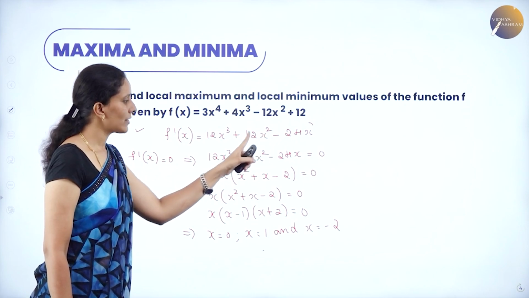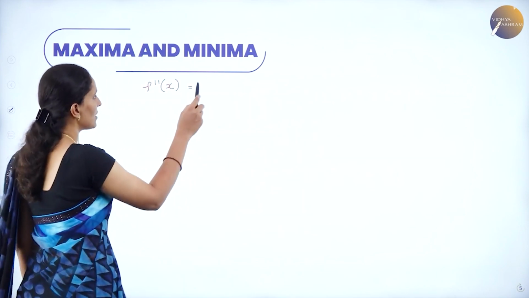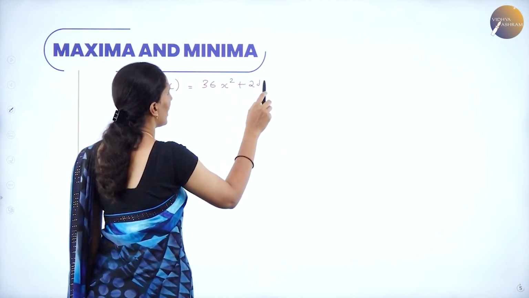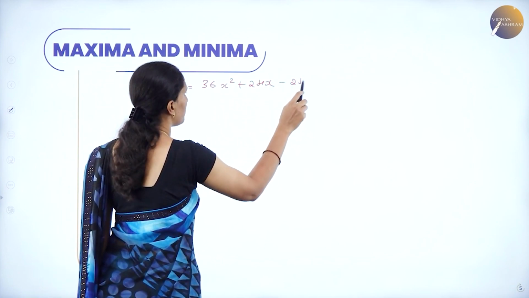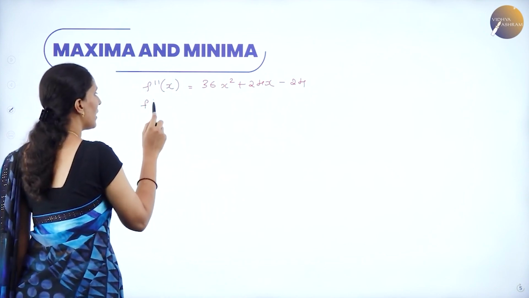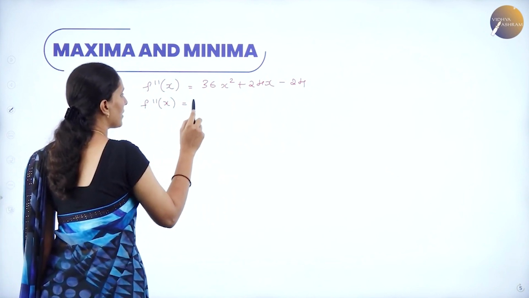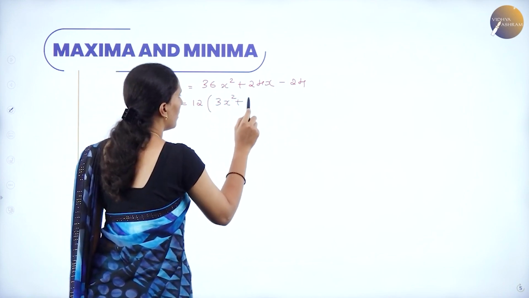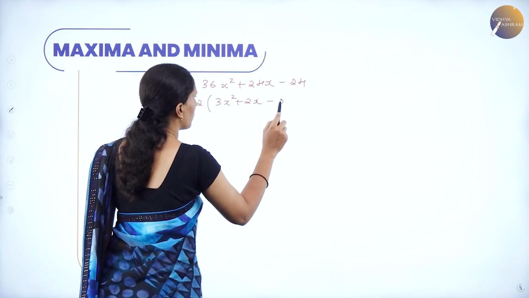Next it becomes 2x into 12 and 24. So thus this becomes 36x square plus 24x minus 24. You can also take 12 as a common factor here. If you take 12 as a common factor, then it is 3x square plus 2x minus 2.